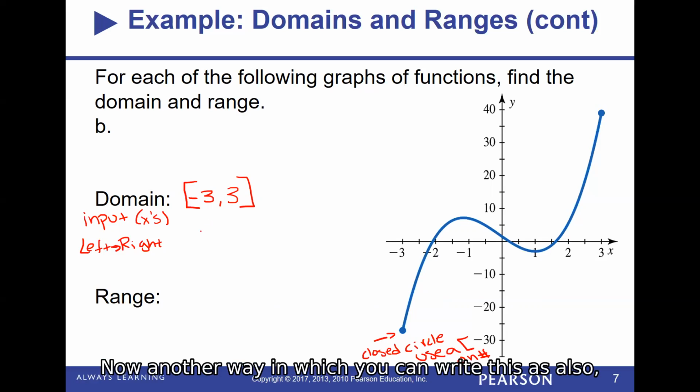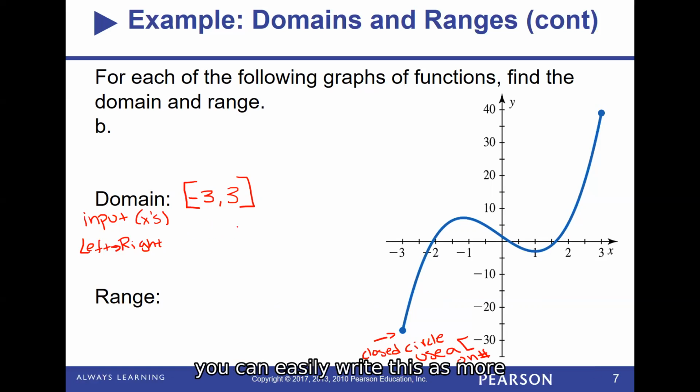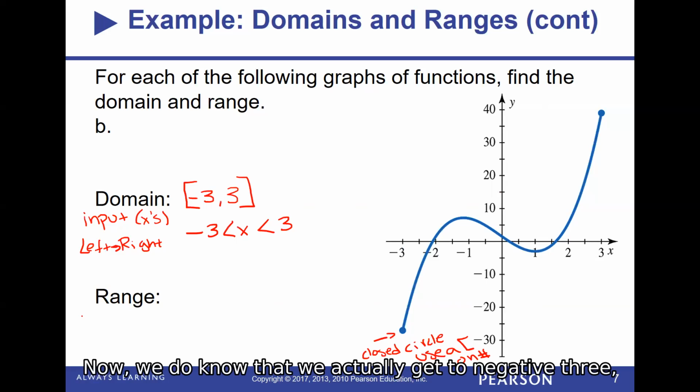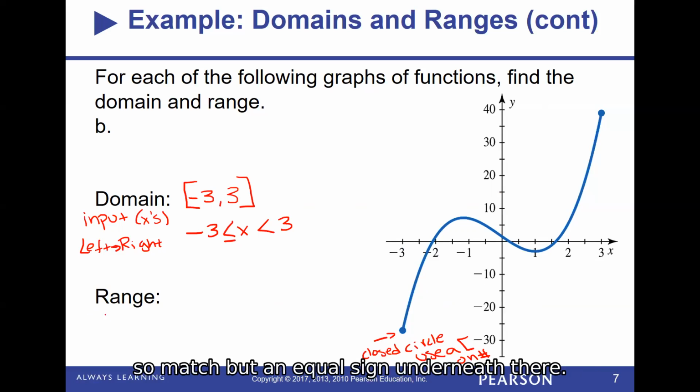Now, another way in which you can write this is also as more of an algebraic expression. And you can say that all of your x values happen to be between -3 and 3. Now, we do know that we actually get to -3, so I'm going to have to put an equal sign underneath there. And same thing with 3 itself. Again, if it was an open circle, I would just say that it gets close to 3, but not equal to it at the bottom.